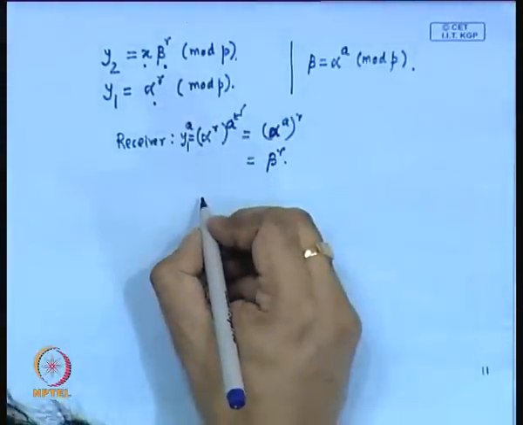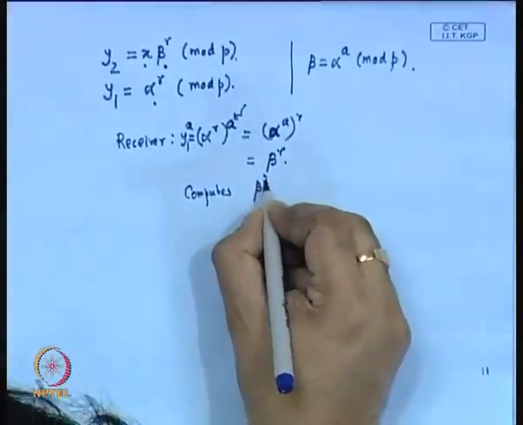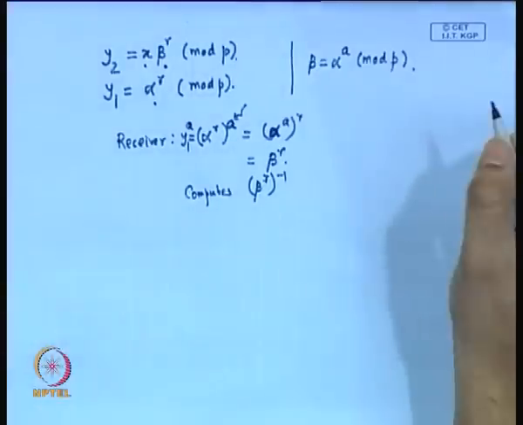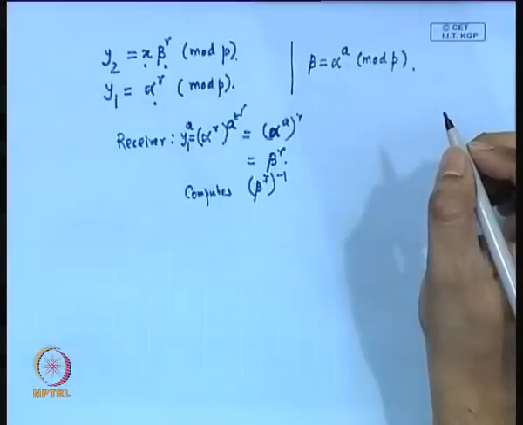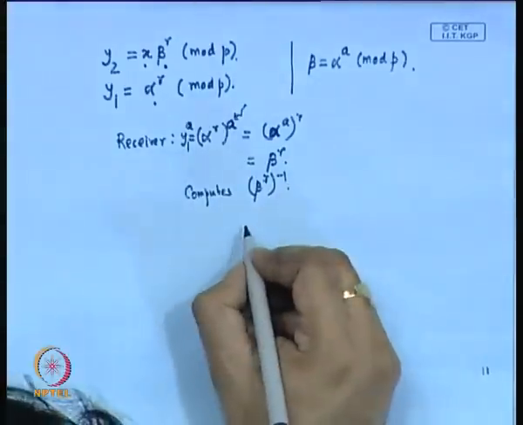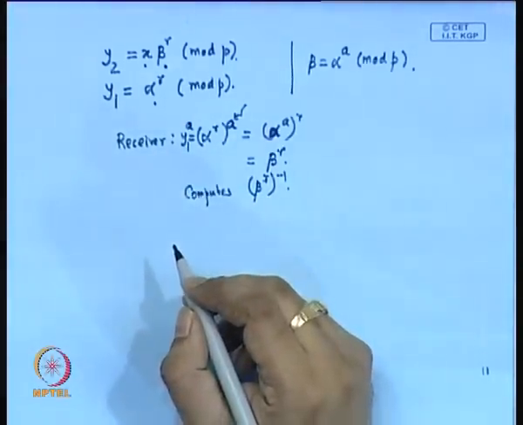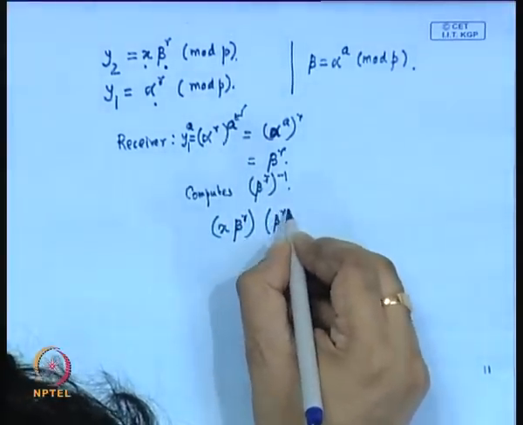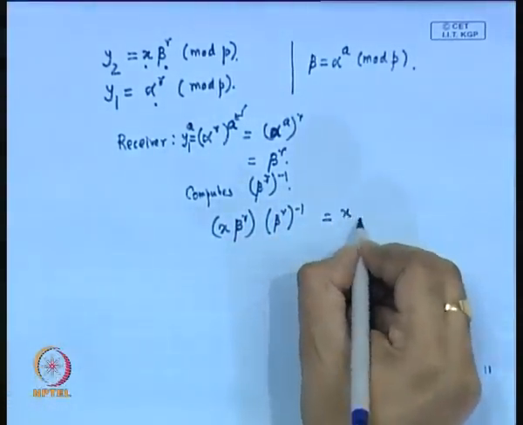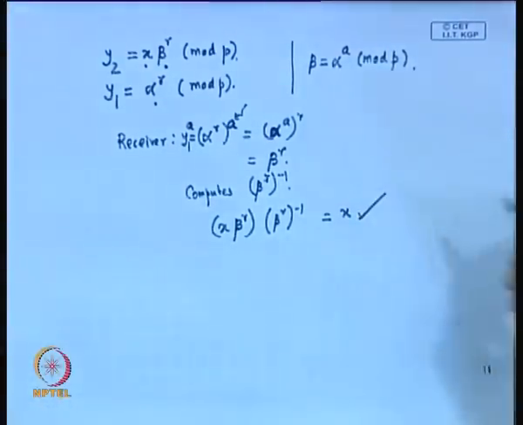So then the receiver computes the inverse of beta power of r, that is beta power of r inverse, and you know that by the extended Euclidean algorithm you can compute the inverse also in polynomial number of steps, right. Then it multiplies this inverse with y2, okay, and therefore, if you multiply x beta power of r with the inverse of beta power of r, then you again get back x, right. So the receiver is able to correctly obtain back the value of x, right.